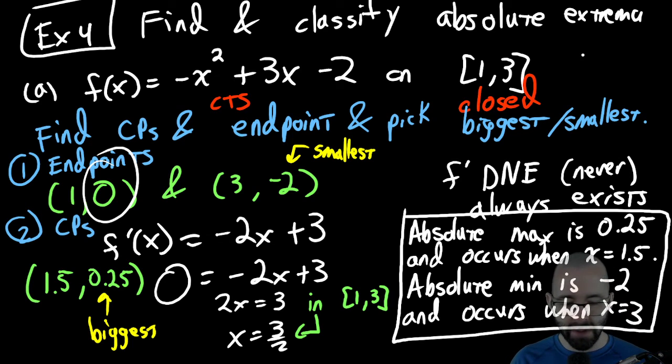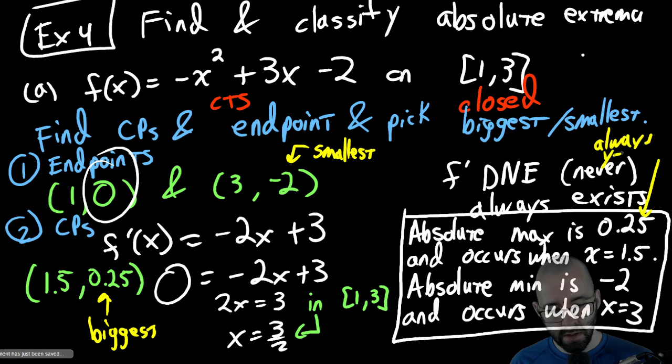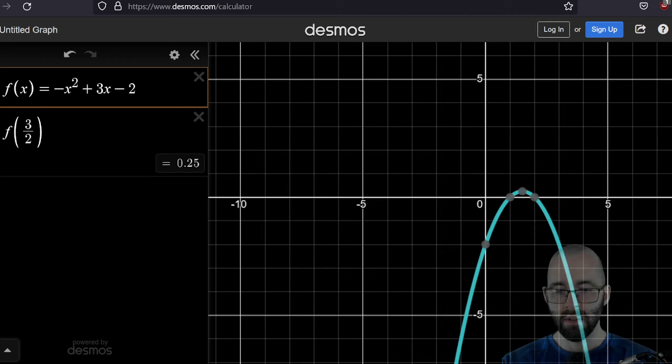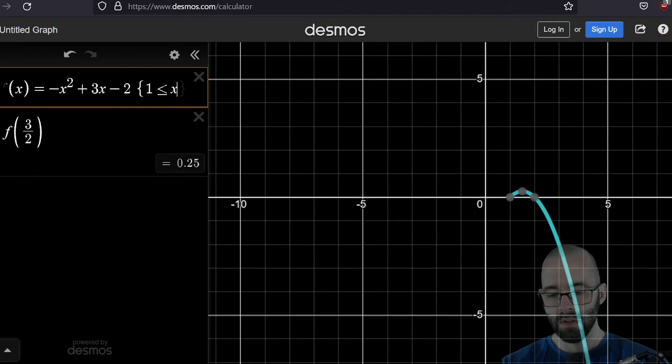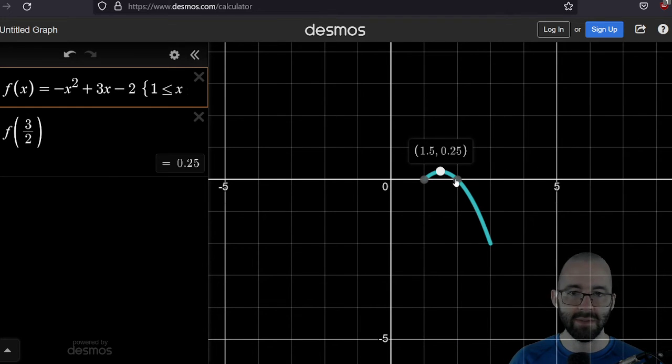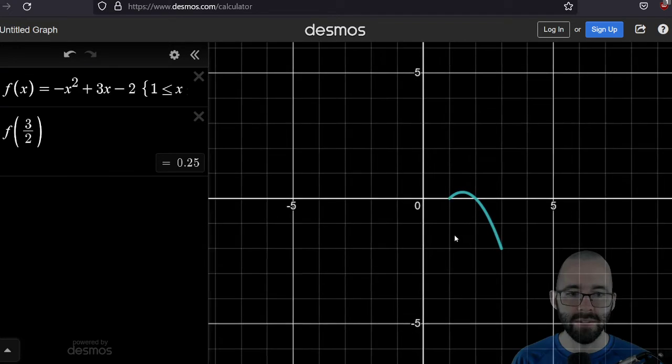Anyway, so this wording is important. Absolute max is always a y value. Always the y value. Okay. And again, we could see this graphically. If we're just looking at the interval from 1 to 3, that looks like this. Well, what's the biggest? The biggest is right here. The smallest occurs right here. Biggest value is 0.25, smallest value is -2. And then it occurs exactly where we said it would.